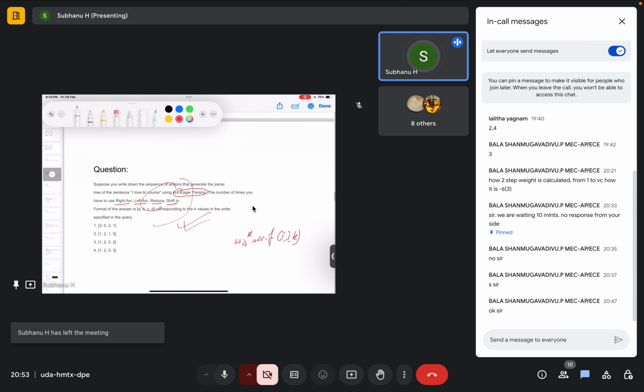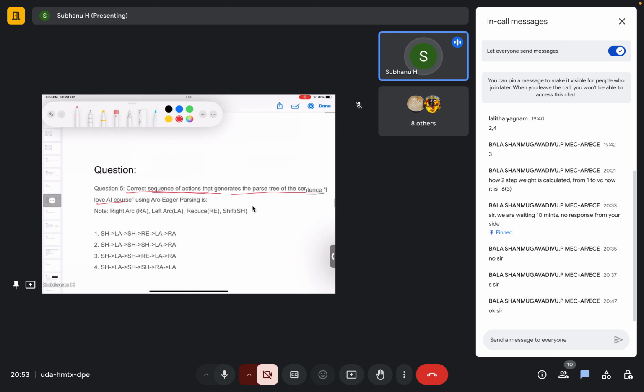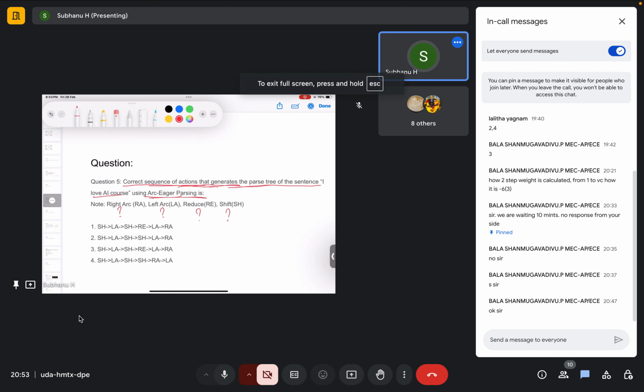Here I have to specify how many right arcs, left arcs, reduces and shifts there are, and here I have to find the correct sequence of actions, using the arc-eager parsing algorithm, that generates the parse tree. So these are the two questions. The first is how many right arcs, left arcs, reduces and shifts, and the second asks for the correct sequence that generates this.